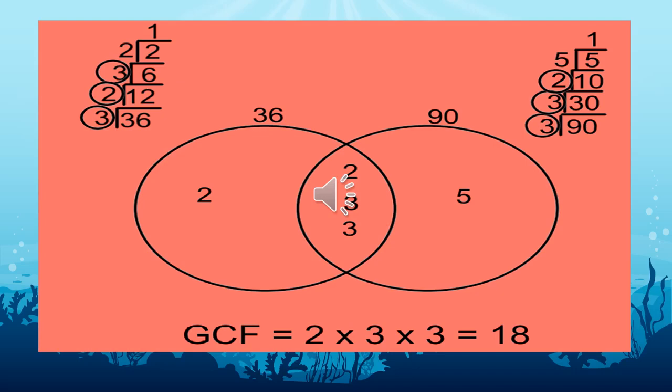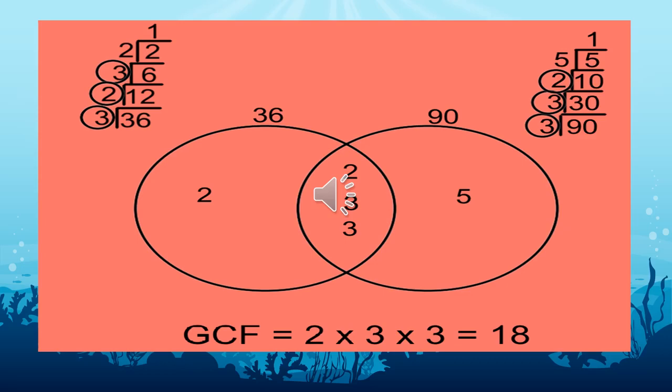For our example, we need to find the GCF of 36 and 90. Doing successive division of 36, we have 36 divided by 3 is 12, 12 divided by 2 is 6, 6 divided by 3 is 2, and 2 divided by 2 is 1. Notice here that all our divisors are prime numbers. Now these divisors can be translated later on to factors.